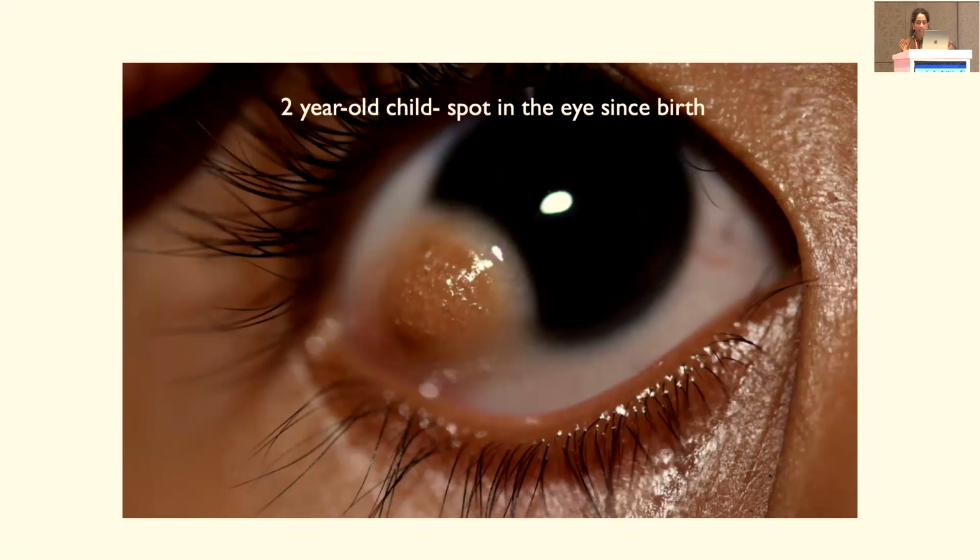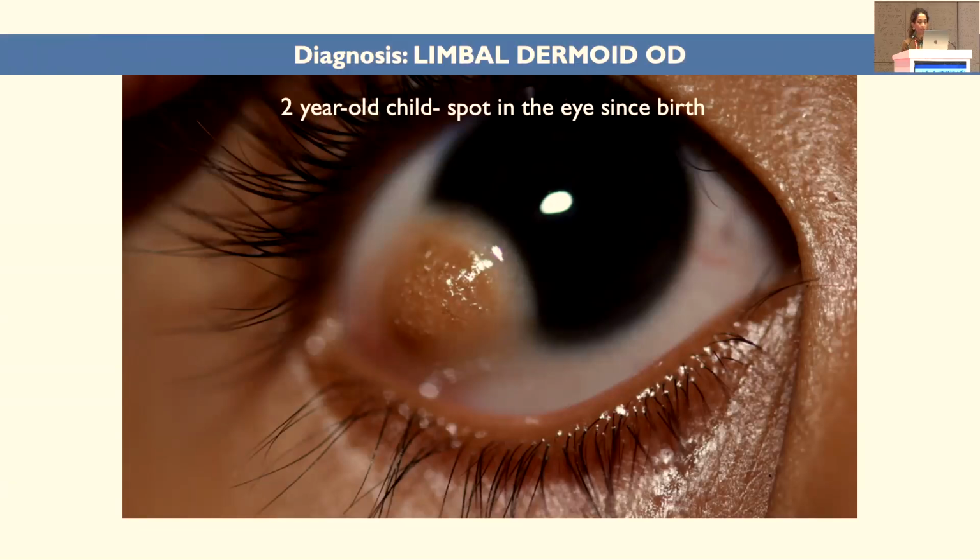Very straightforward case: a 2-year-old child, spot in the eye since birth. It is a limbal dermoid. All right.